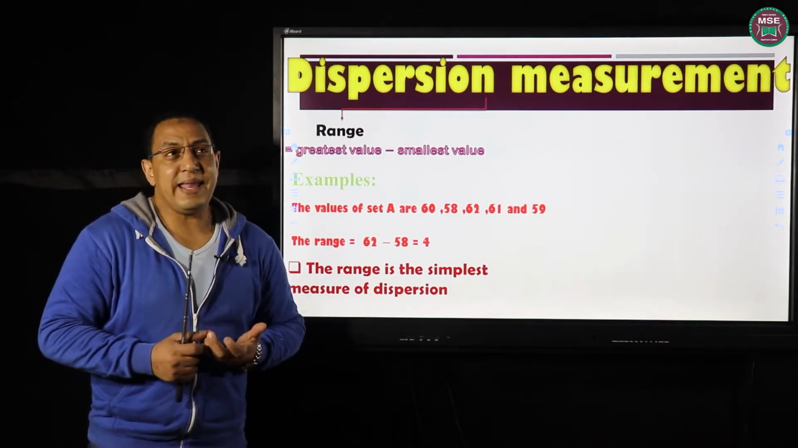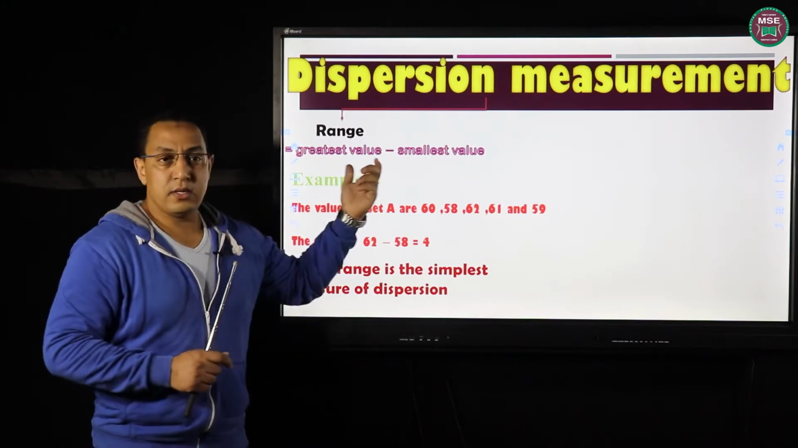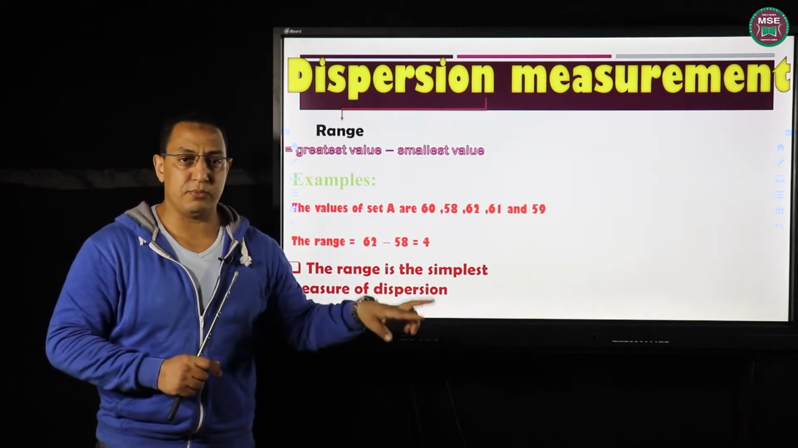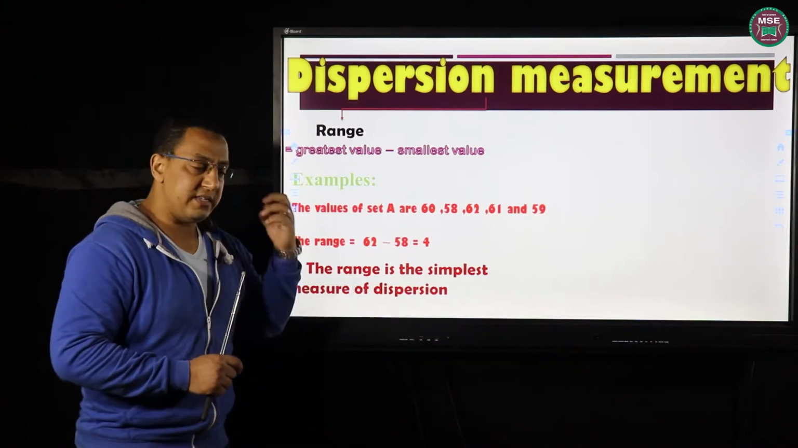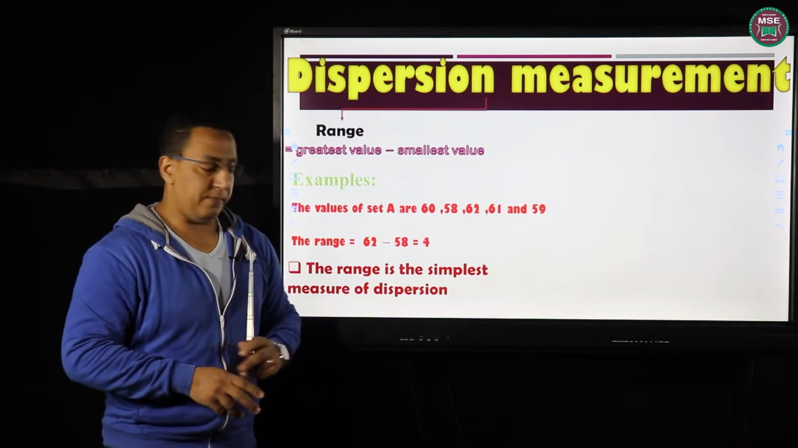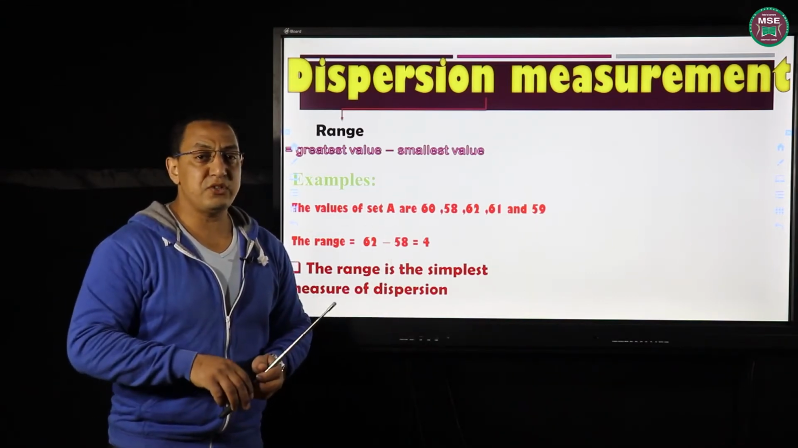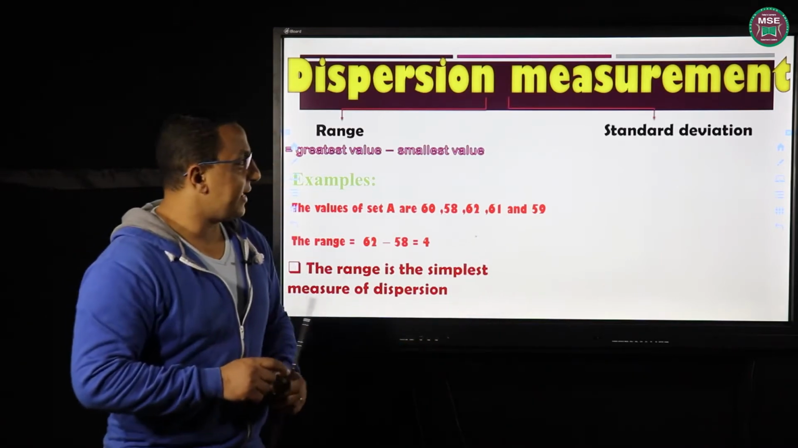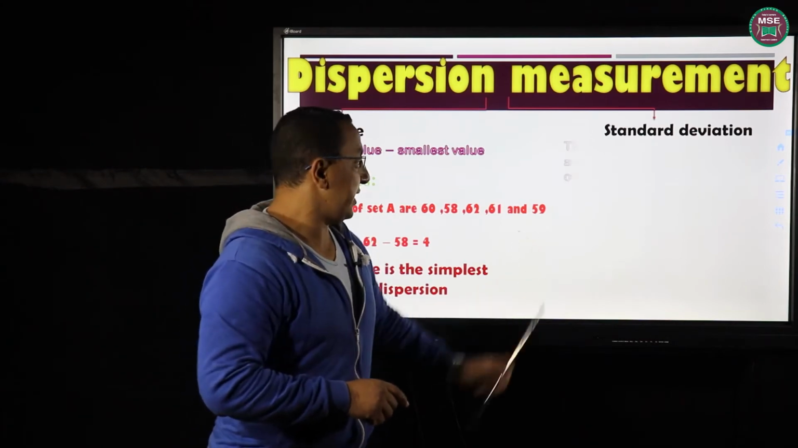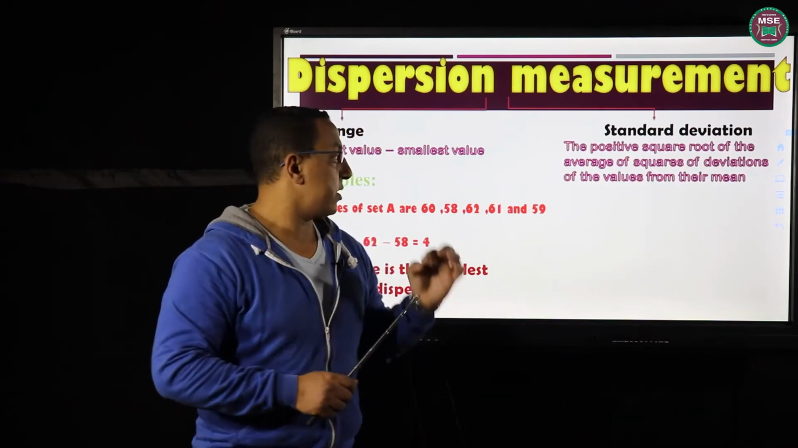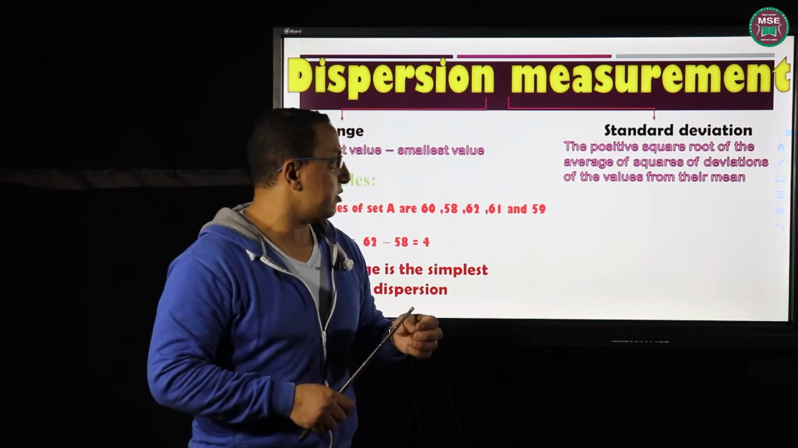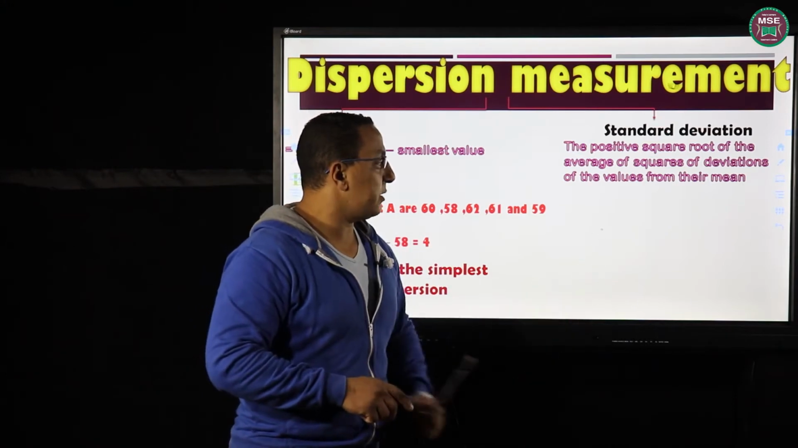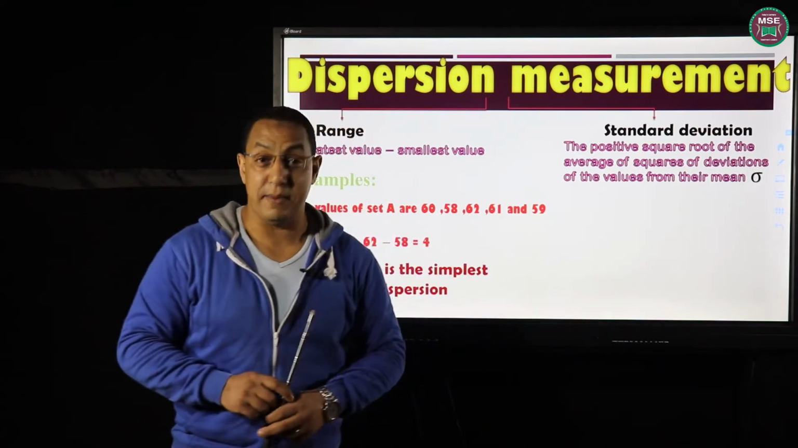Because the range is very easy, I just select the maximum and the minimum and subtract them, so the range is called the simplest measurement of dispersion. The other measurement is called the standard deviation. What is the standard deviation? The standard deviation is the positive square root of the average of squares of deviations of values from their mean, and it is denoted by this symbol, which is called sigma.